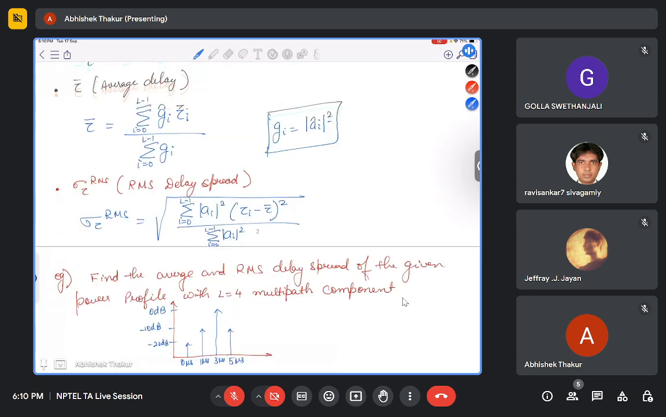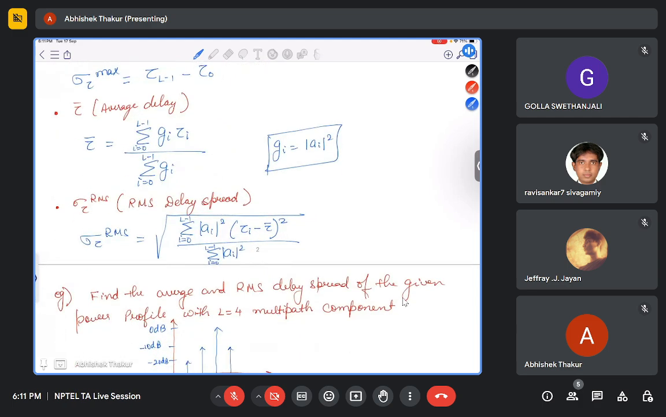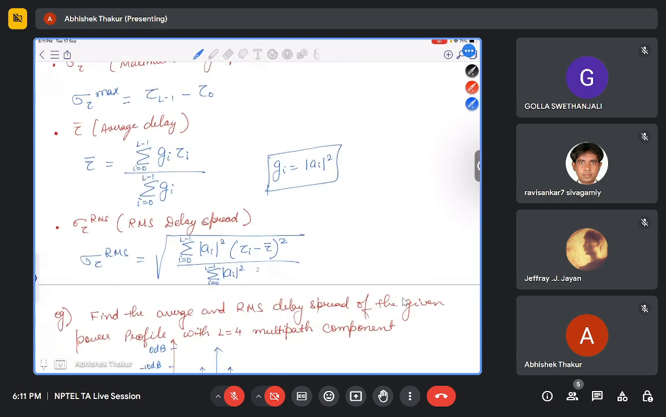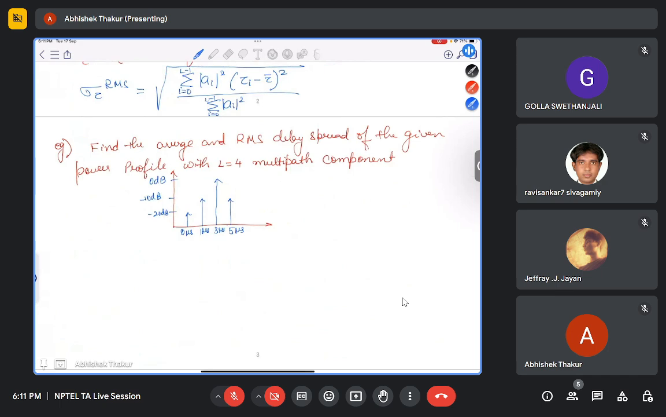We have to find the average delay and the root mean square delay, and also we can find the maximum delay spread. The first one, we can easily find the maximum delay spread, that is tau of 3 minus tau of 0, that is equal to 5 microsecond minus 0 microsecond. This is equal to 5 microsecond.